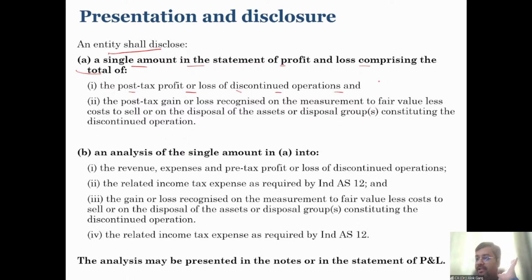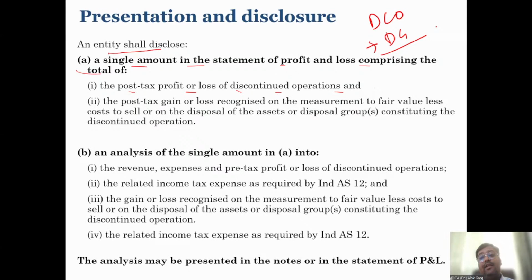Single amount, PAT from the discontinued operation, and the post-tax gain or loss recognized on the measurement to fair value less cost to sell or on the disposal of the asset. If your discontinued operation is a disposal group also, it means you are selling assets. So you will have two P&L impacts. One, when you are classifying your disposal group as held for sale, then you will recognize it at the lower of carrying value and fair value less cost to sell. So you will have an impairment. You will have a gain or loss. You will have a loss actually, right? Second, when you are actually selling out, in that case, you will have an actual profit or loss also.